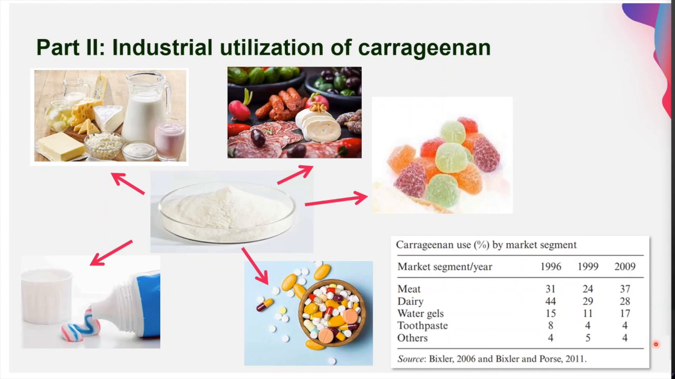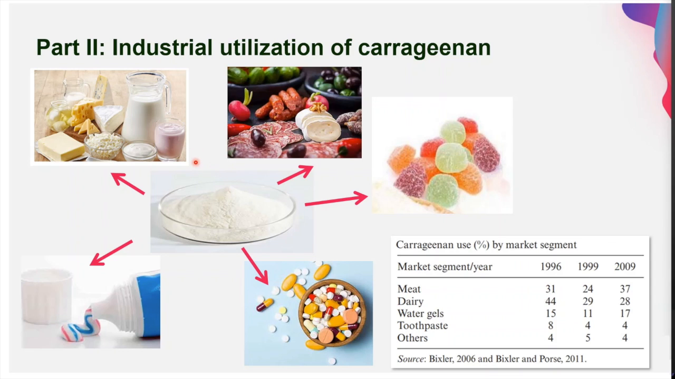Part 2 is about the industrial utilization of carrageenan. Traditionally, the main applications of carrageenan are in food industries. Because kappa carrageenan can form the strongest gel, while iota can form a more elastic gel. And iota carrageenan has vast use in frozen desserts related to dairy products. It can give a smooth, creamier texture to the final products.